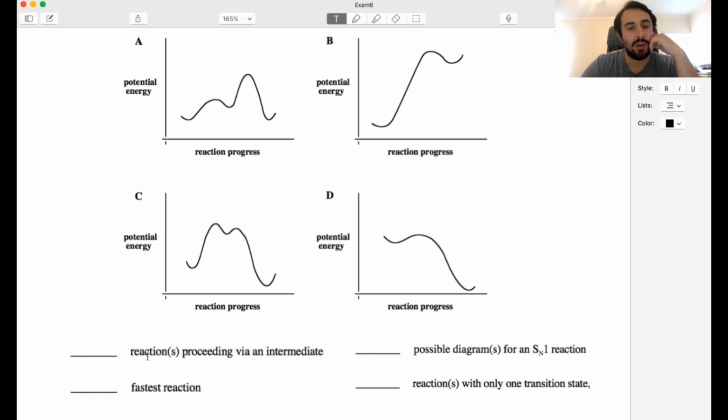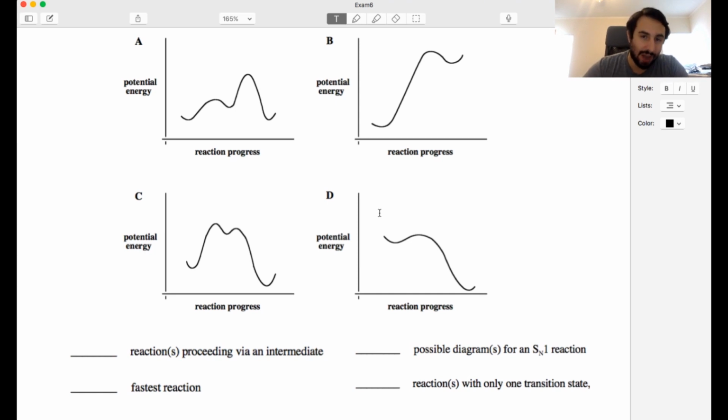So the first one says, reaction or reactions proceeding via an intermediate. If a reaction proceeds via an intermediate, that means there must be at least two discrete steps, right? Every step has a transition state going from reactant to product. But if you have multiple steps in between, you have intermediates. So any reaction with an intermediate, we must see at least two discrete steps.